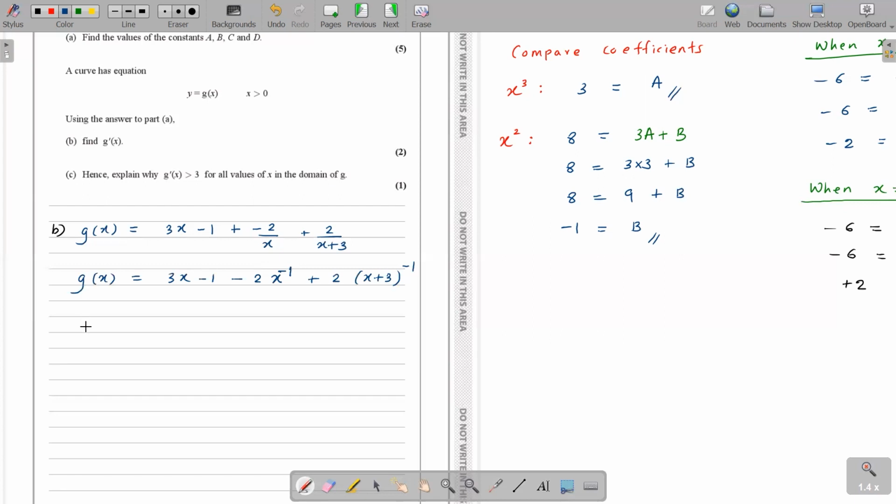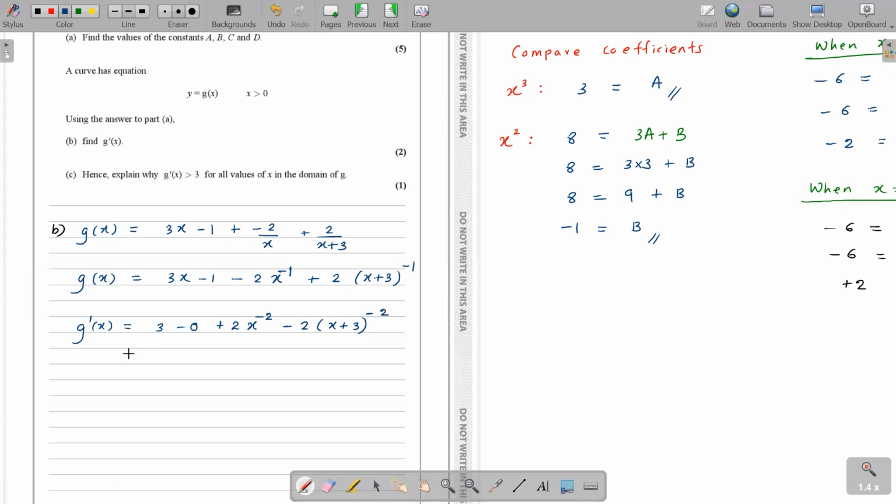Now it's time to get g dash x. What happens when you take g dash x? The differentiation of 3x is 3, the differentiation of minus 1 is 0, minus 2 into minus 1 is plus 2, x to the power minus 2. Agreed? The next part, plus 2 into minus 1 is minus 2, (x plus 3) to the power minus 2, right? Are you with me?